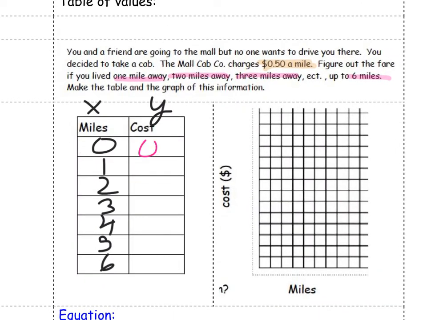Well, $0, right? So the cab company charges 50 cents a mile. So if we go 1 mile, it's going to be 50 cents. If we go 2 miles, it's going to be $1. If we go 3 miles, it's going to be $1.50. And I'm just going to fill in the table for the rest. That's because we're adding 50 cents each time, right?